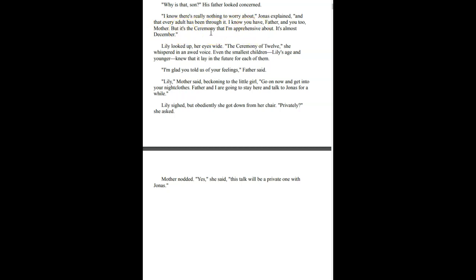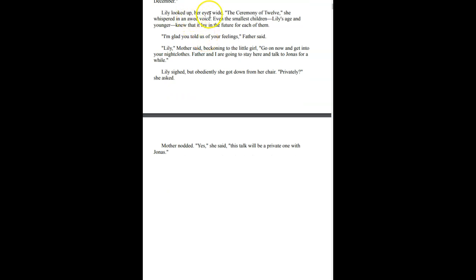"It's almost December." Lily looked up, her eyes wide. "The ceremony of 12?" she whispered in an odd voice, like a shocked voice. Even the smallest children, Lily's age and younger, knew that it lay in the future for each of them.